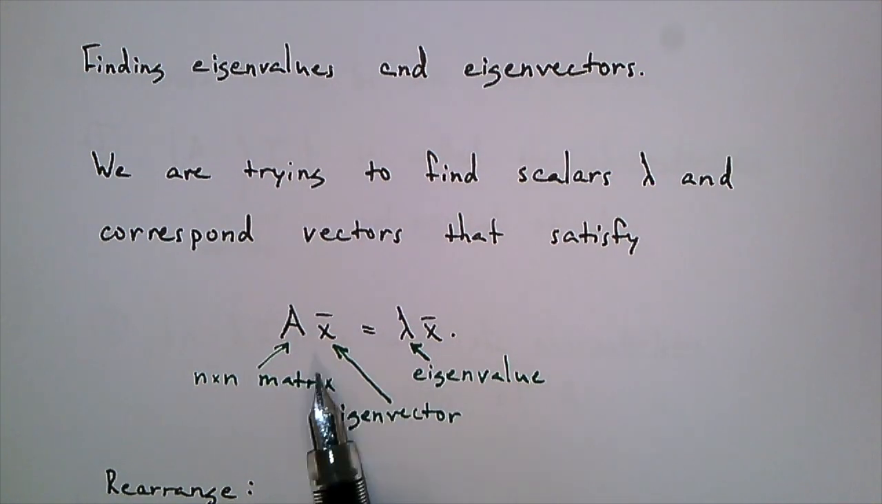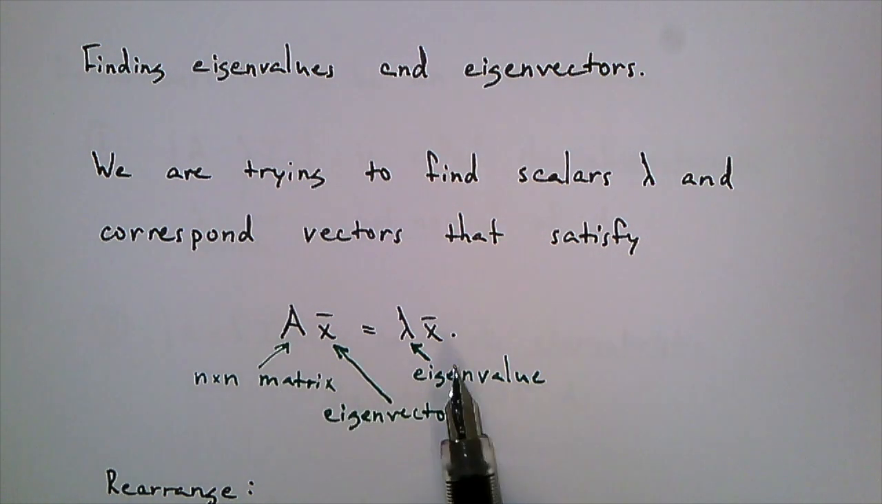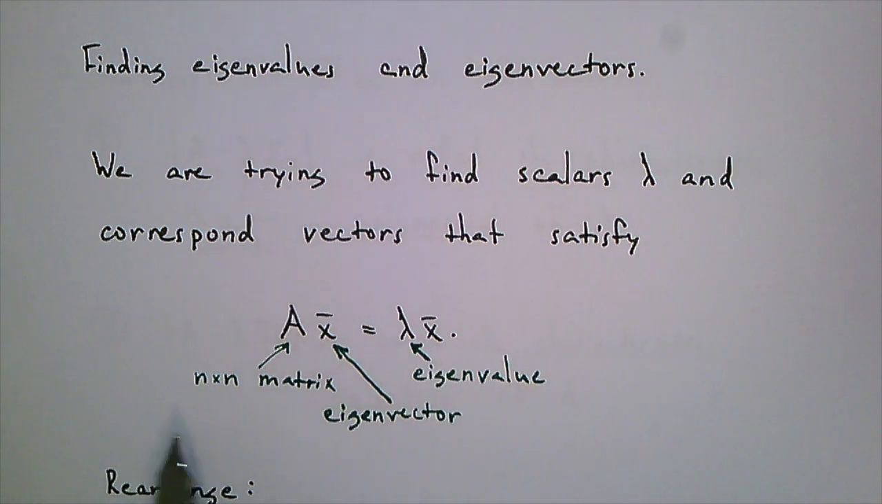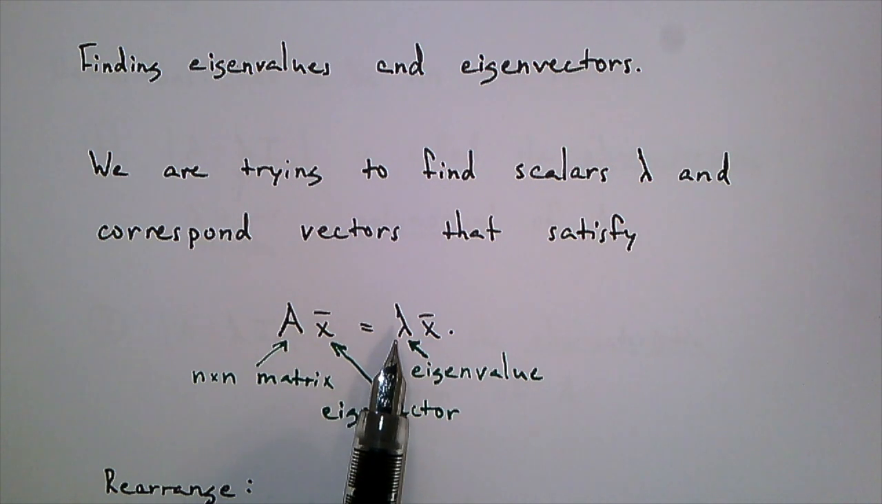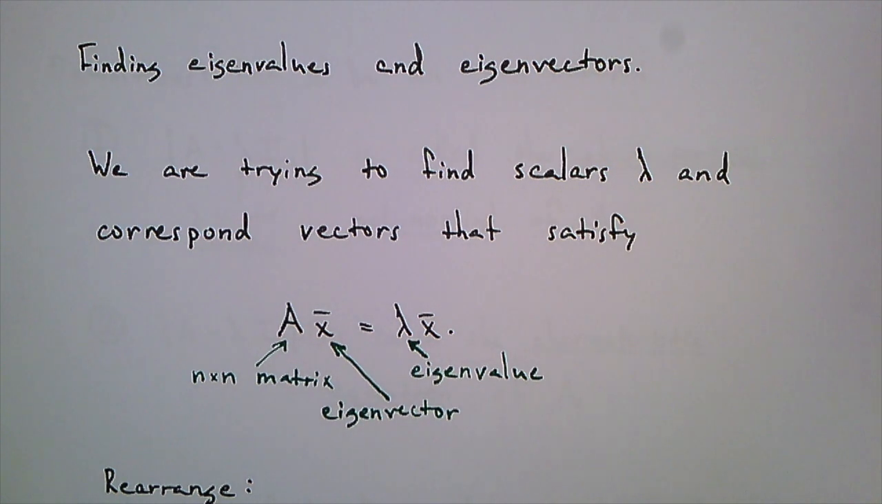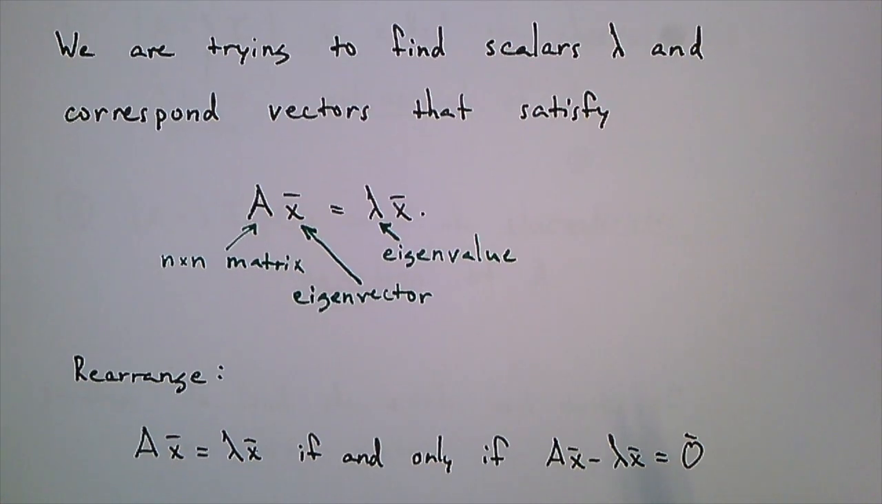And what we would be trying to do is to find scalars lambda and corresponding vectors x that satisfy this equation here. So we have our matrix times the vector, and that's equal to the scalar lambda times the vector. And we always want to have a square matrix, an n by n matrix. And then I've just written in these names. So the vector is an eigenvector, and the number is an eigenvalue. Okay, so this is our starting point. Let's rearrange a little bit.